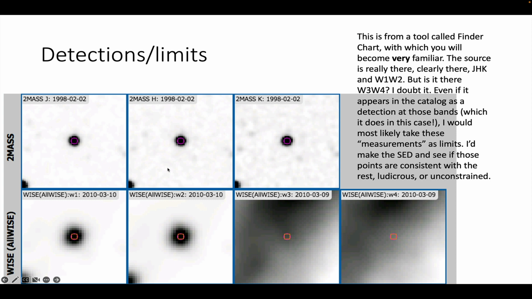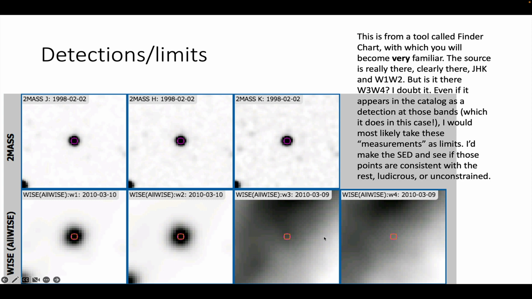So here's an example. This is from a tool called Finder Chart, with which you're going to become very familiar. But the source is really and truly there. That's 2MASS J, H, and K. It's circular, it's bright, it's very clearly there. The source is also very clearly there and bright and circular at WISE1 and WISE2. It's not ambiguous. It is definitely there. But is it there at WISE3 and 4?